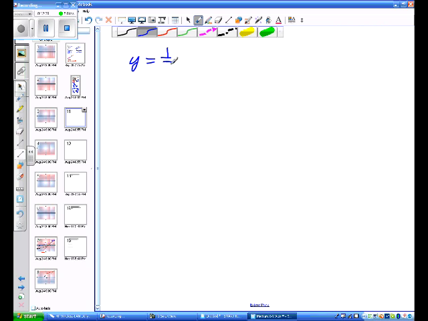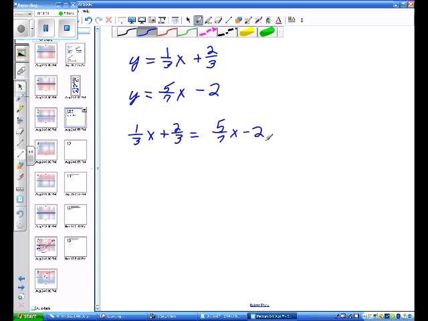y is equal to 1/3 x plus 2/3, and y is equal to 5/7 x minus 2. Now this one looks a lot messier because it has those fractions. But one of the nice things is that both of these are already solved for y. So since they're both solved for y, we can set them equal to each other. So 1/3 x plus 2/3 equals 5/7 x minus 2.